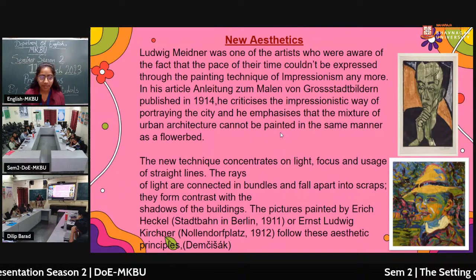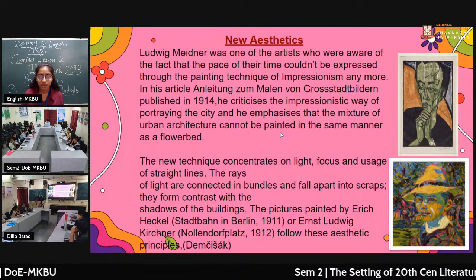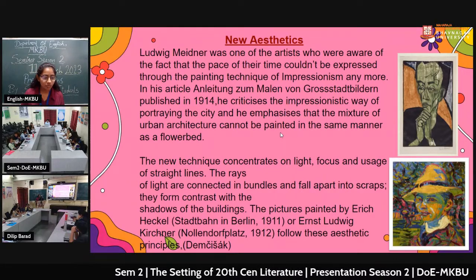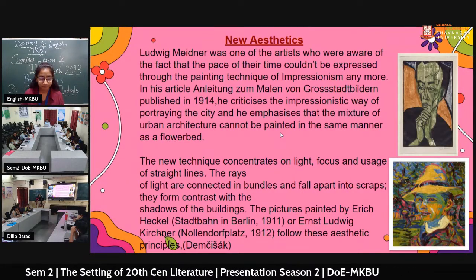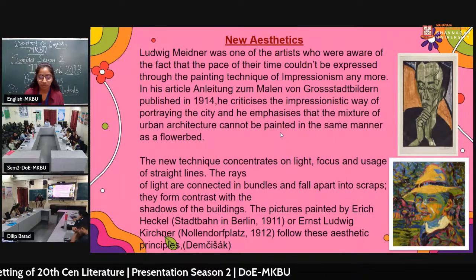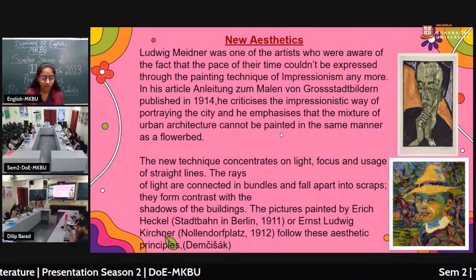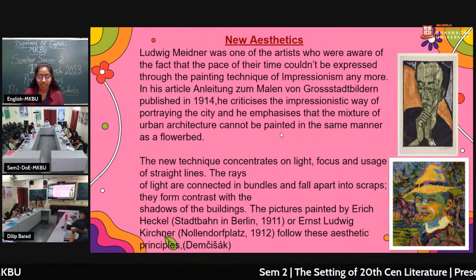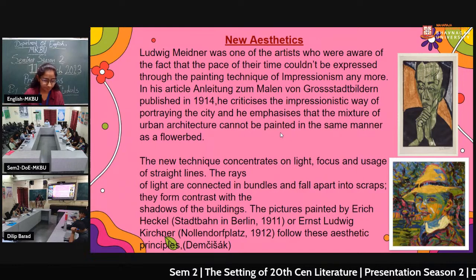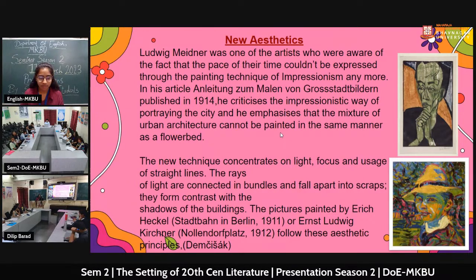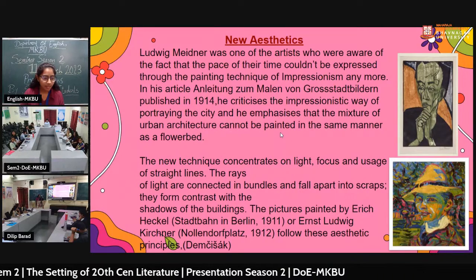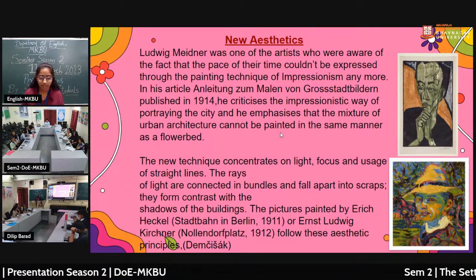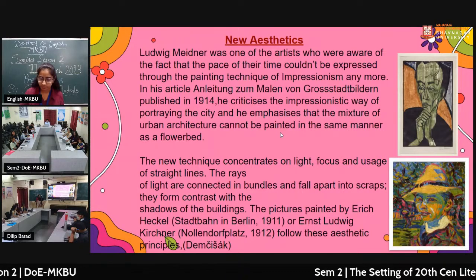The new technique concentrates on light focus and usage of straight lines. The rays of light are connected in bundles and fall apart into strips. They form contrast with the shadows of the buildings. The pictures painted by Erich Heckel or Ernst Ludwig Kirchner follow those aesthetic principles.